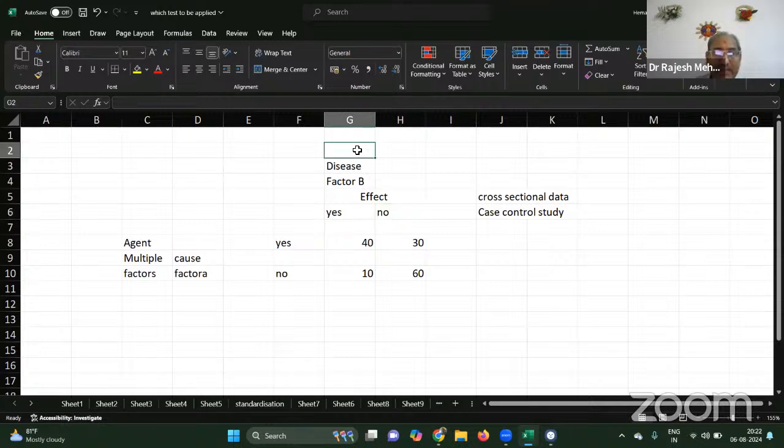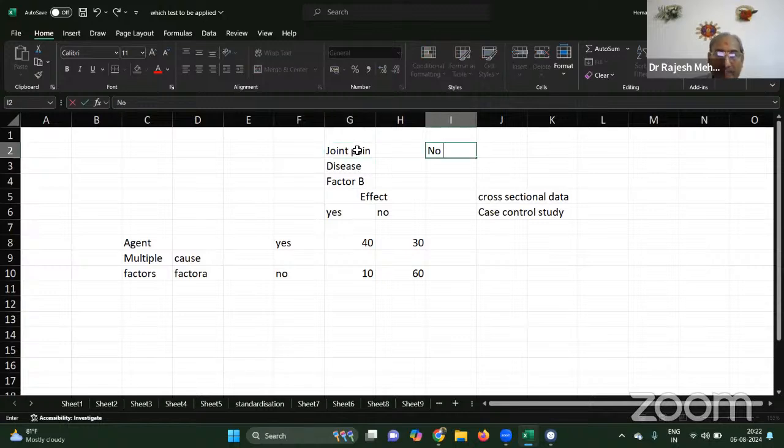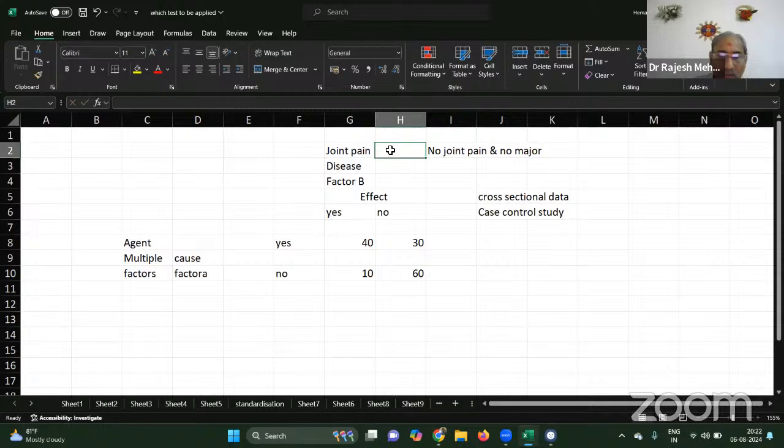in case of case control study, you start with a disease, those who are having disease. You also find out those who are not having disease, control. And control is not necessarily not having disease, but you can have control like this. On one side, for example, you have joint pain, then control could be no joint pain and no other major illness. While here it could be no joint pain, but having some illness like diabetes, hypertension, etc.